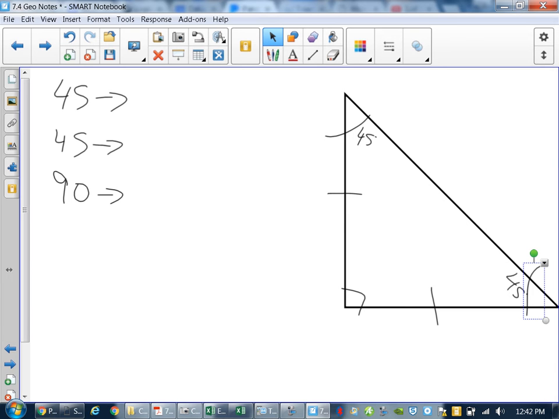So what I do here is I write this out. Across from the 45, that means you're at this 45 degree angle, you're looking at the side opposite you. This 45 degree angle is looking at the side opposite you. This 90 is looking at the side opposite. Well, what we need to do is figure out side lengths. So we start with something easy.